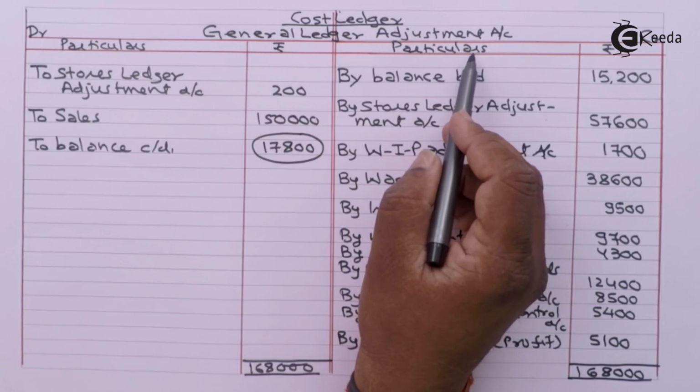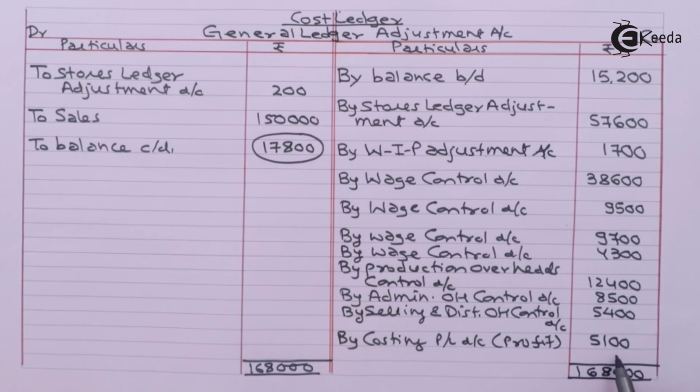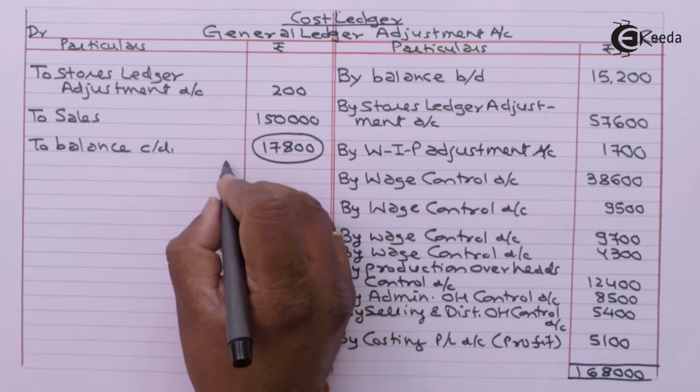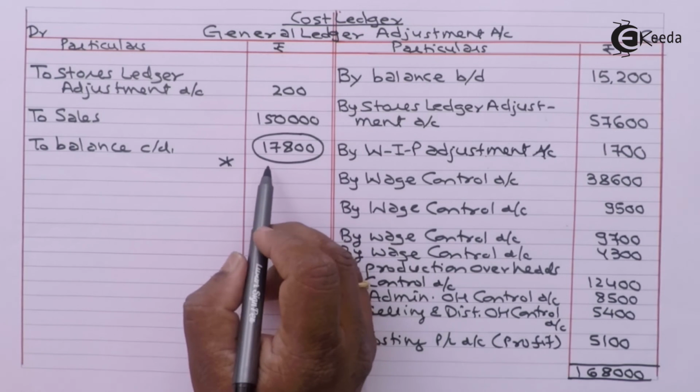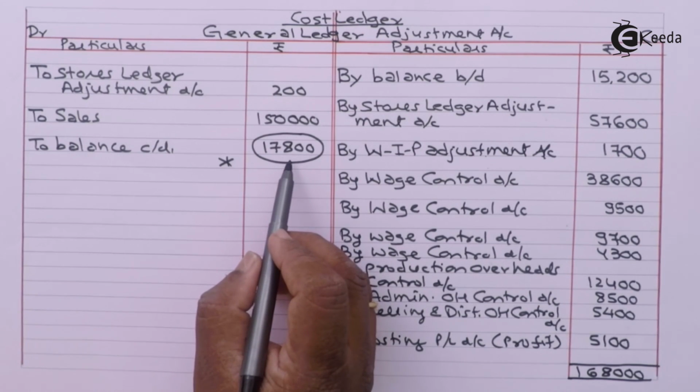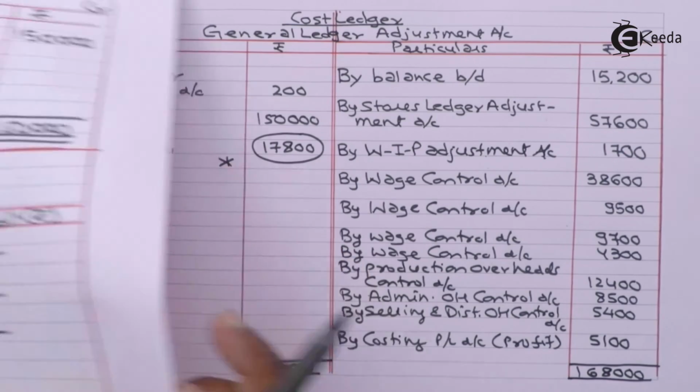Now in GLA we are having this amount here on credit side 5,100. Now we will be closing GLA, total of credit minus total of debit. We are getting balancing figure on debit side 17,800. This will be transferred to trial balance.